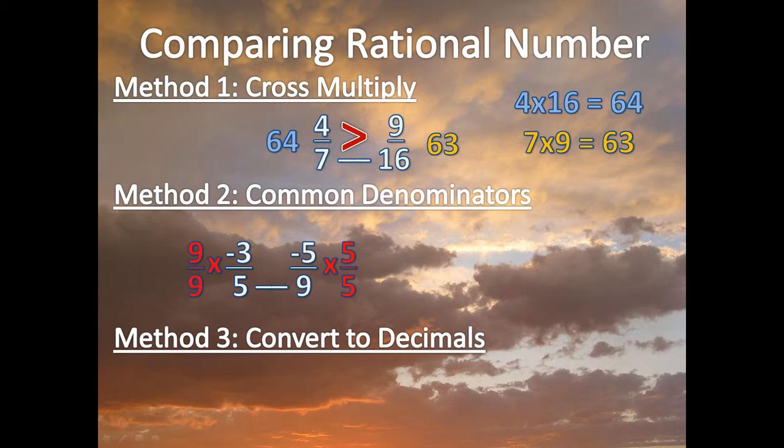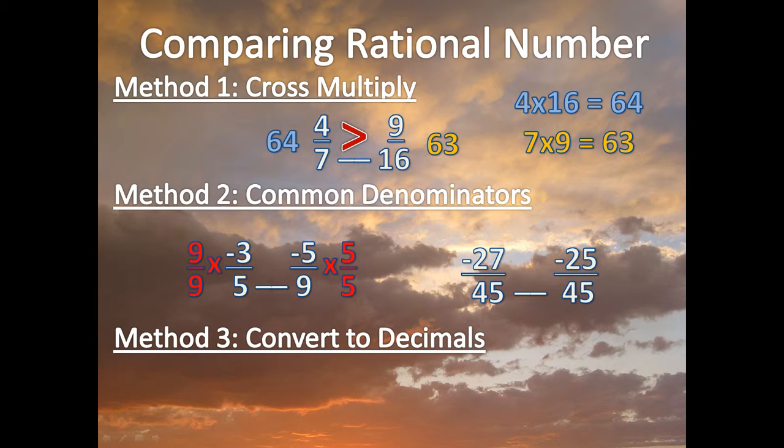So we can get a common denominator between 5 and 9 by taking -3/5 and multiplying it by 9 over 9, and taking -5/9 and multiplying it by 5 over 5. Because notice how 9 times 5 is 45. And so when we come out with this, we get -27/45 and -25/45.